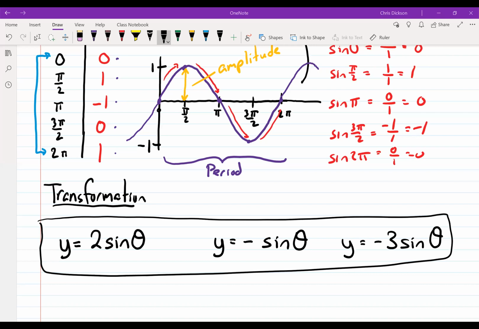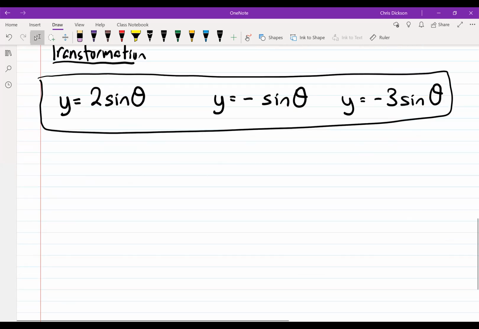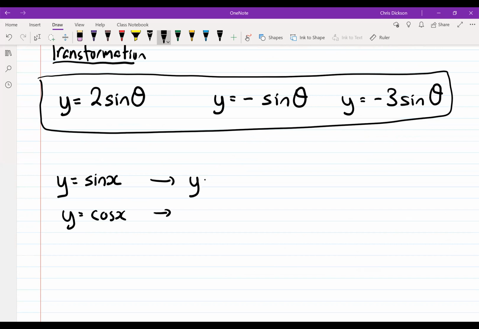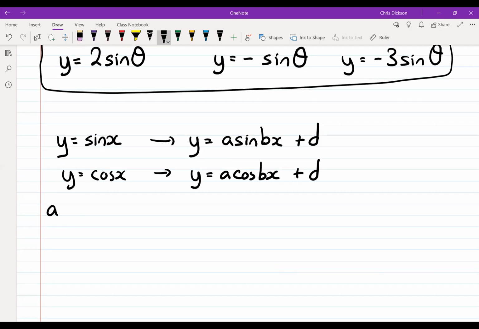So if we take a look at this, we could say that y equals sine x could be changed, and y equals cos x could be changed. And I'm just going to introduce maybe three different variables today. y equals a sine bx plus d, and y equals a cos bx plus d. So all we've looked at right now is the a value, the number that comes in front of the function.